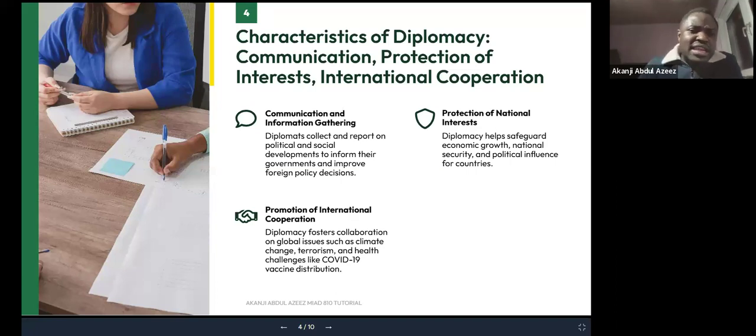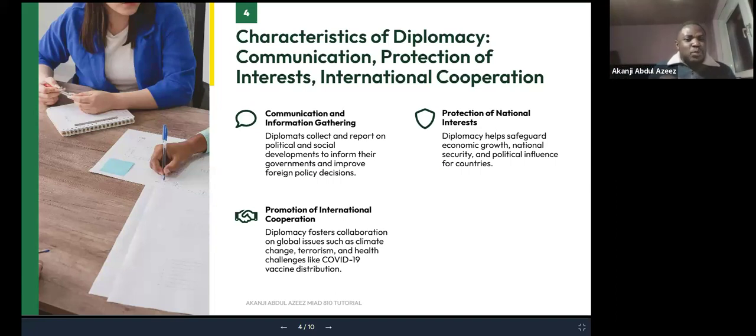So the next one we have is protection of national interest. Listen, from the beginning, I said when diplomats are sent to a country, they go to that country to represent the interest of their home country in the host country. We have two things here: home country and host country. Home country is where the diplomat is coming from. Host country is where he is posted to.